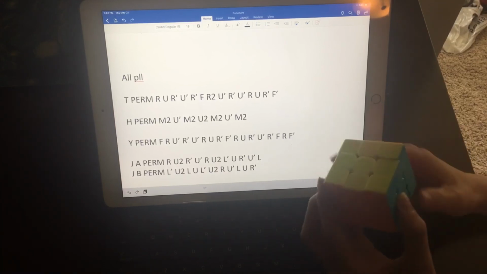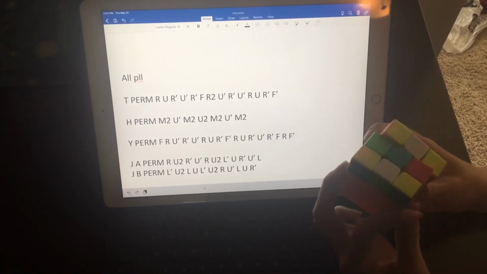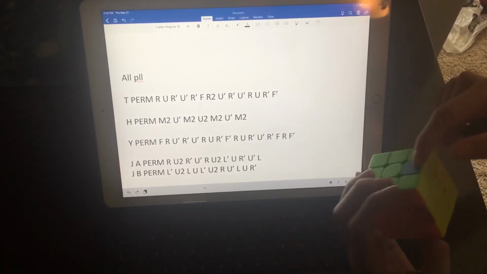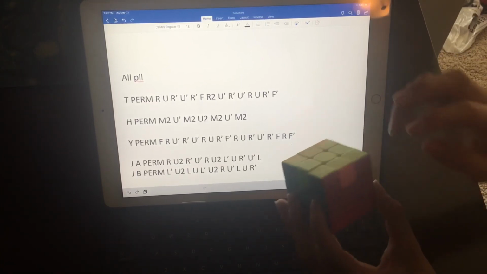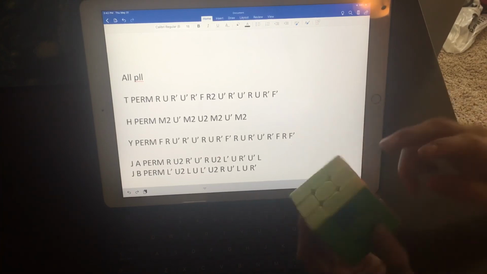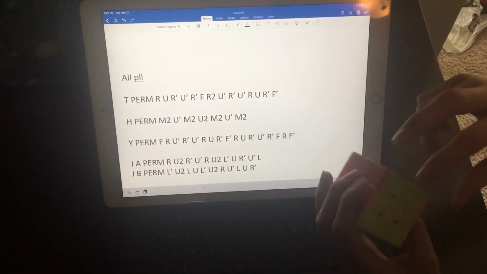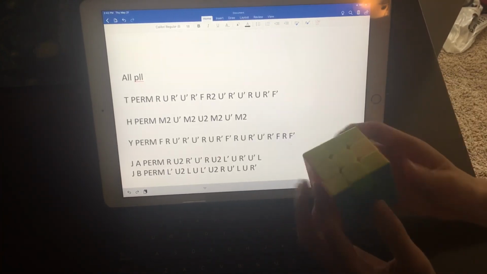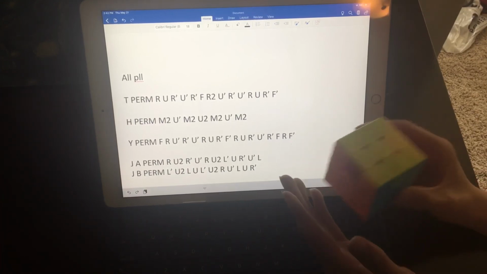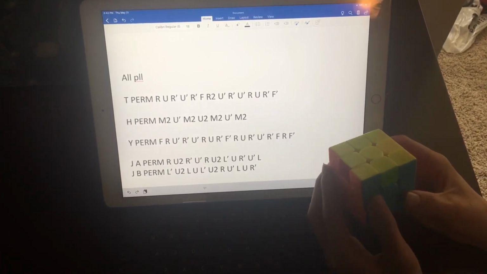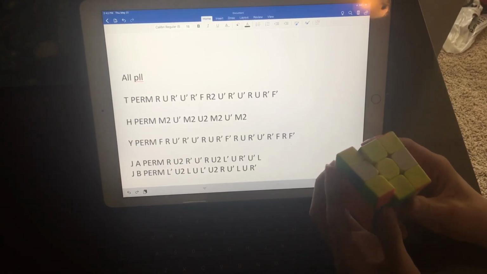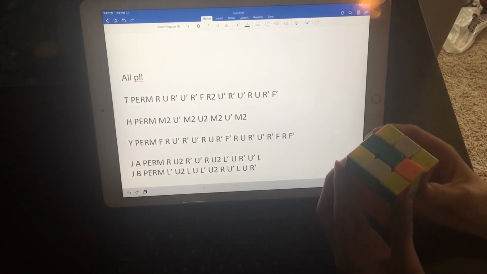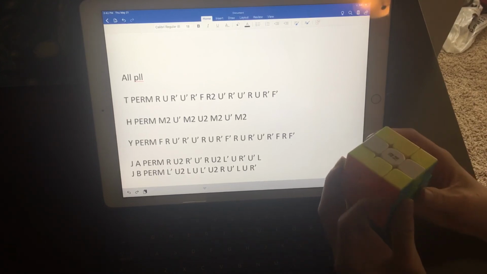For the H perm, you will see it looks like this. Every piece goes across from each other. So the green goes into the green, blue into the blue. They're opposites of their middle piece. Every other piece is solved. So it doesn't really matter how you hold this cube. I just hold it from blue because that's how I like to execute it. It is M2, U prime, M2, U2, M2, U prime, M2.